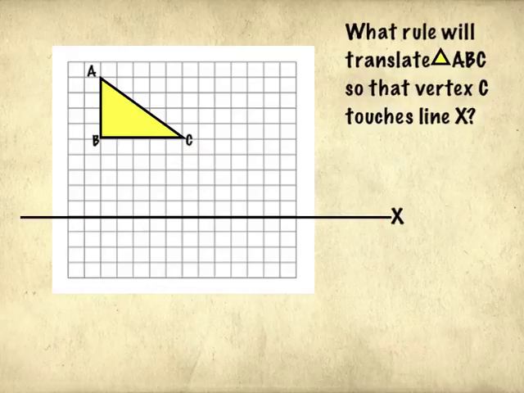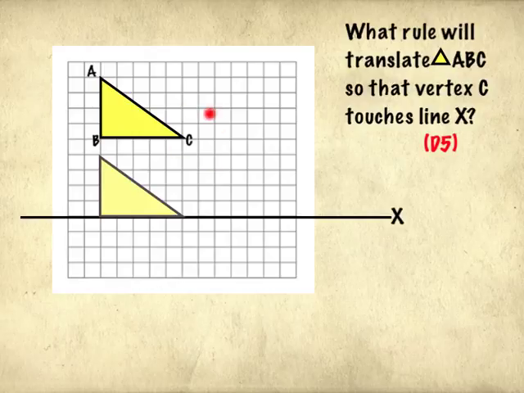Now there's two ways I can do that, depending on what I want to do. So first of all, obviously, I could just move it down. 1, 2, 3, 4, 5. And now vertex C is touching line X. So I would write that as D5.